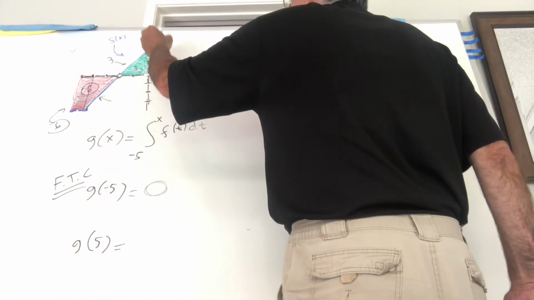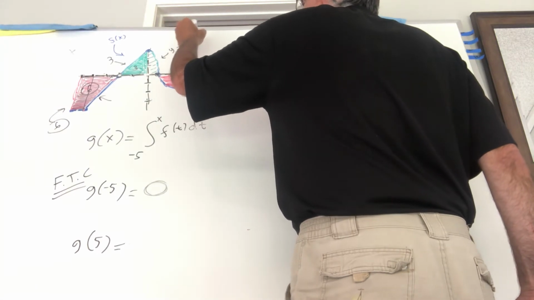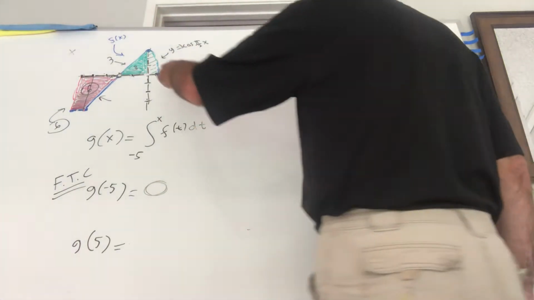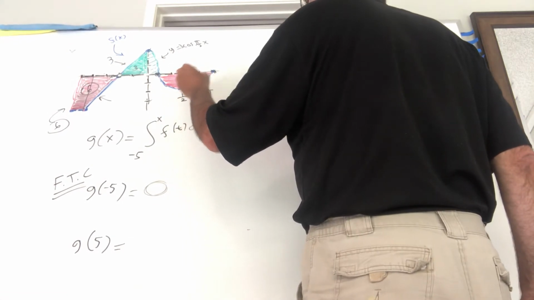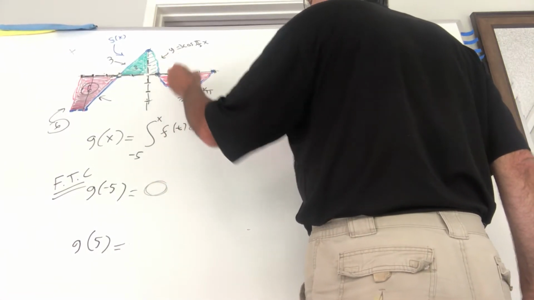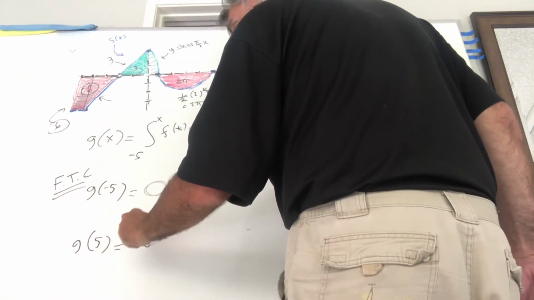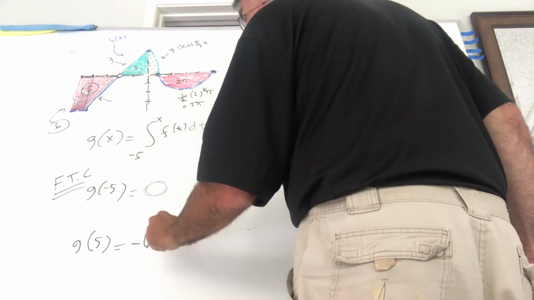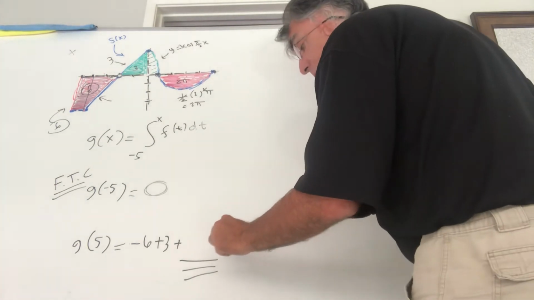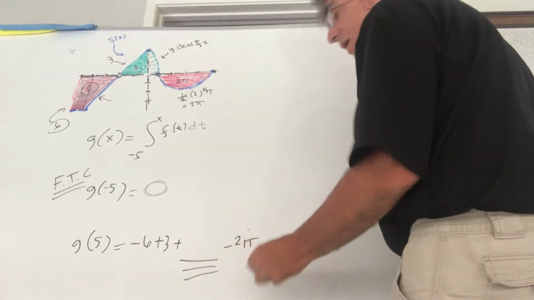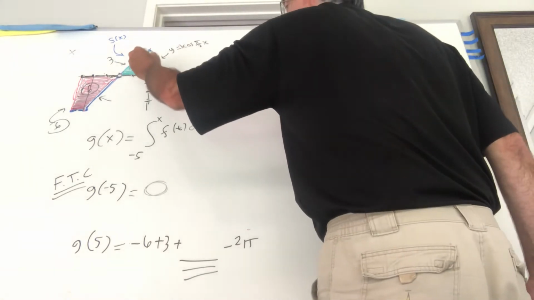Now, hold off on this one. This was 3 cosine pi over 2x. And then this last one is half of a circle: 1/2, radius is 2, times pi. This is 2 pi. So the area is going to be negative 6 plus 3 plus this one here. Now we haven't done that one yet. Minus 2 pi. The red ones are negative, and these 2 green ones are positive. And I haven't done this region yet.